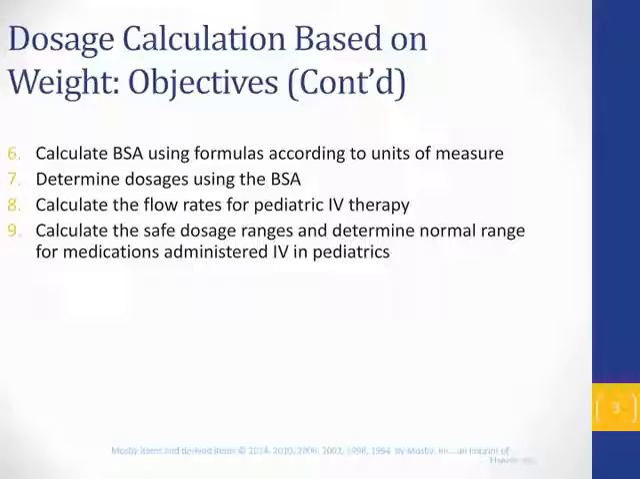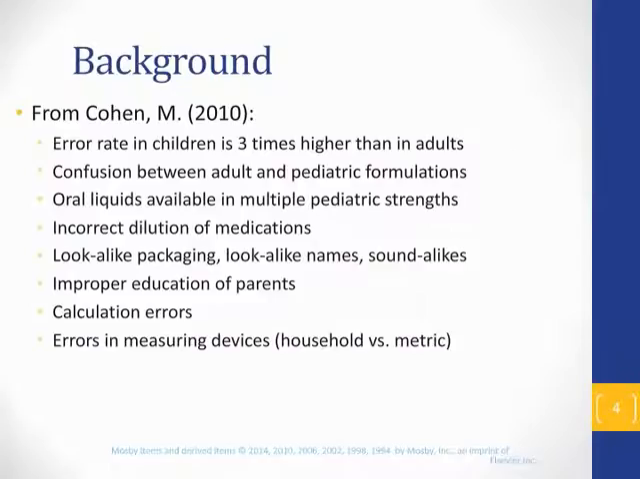It's important to remember that the error rate in children is higher than it is in adults. They're saying that from Cohen, your textbook, that it is 3 times higher. I don't know if it's changed as of this year. It's important, and I'll say it at least 2 other times in this podcast, that you need to check your calculations with another nurse when you're doing pediatric calculations, because the error rate is high.